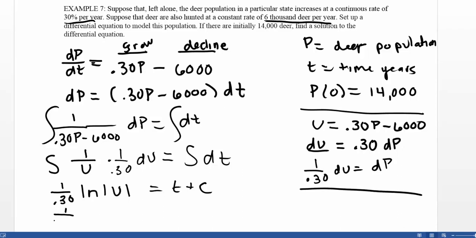because that's what I'm trying to solve for here. So I have 1 over 0.30 natural log absolute value. I'm going to substitute back in. So 0.30p minus 6,000 equals t plus c.